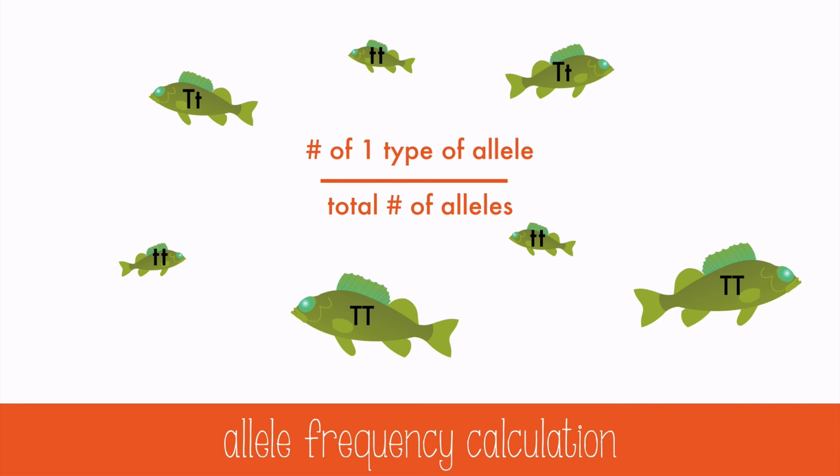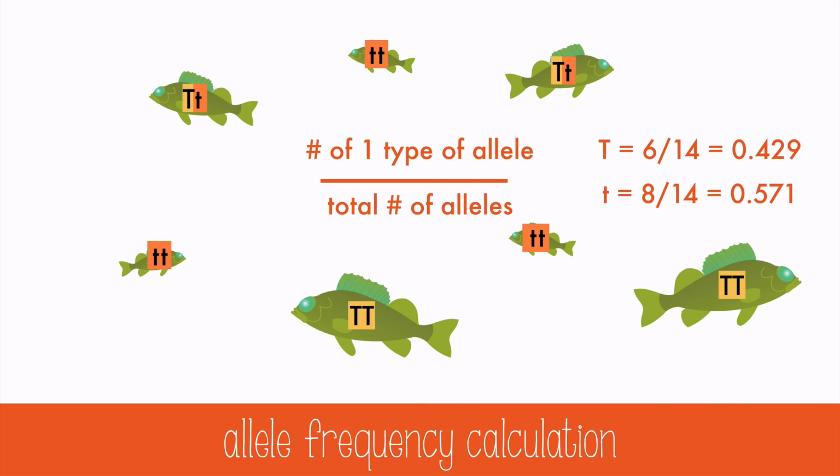Now, in this population, there are 7 fish, each with 2 alleles, so there are 14 alleles in total. When I count up the number of dominant alleles, there are 6. So, 6 divided by 14 is 0.429, or 42.9%. Then I can count up the number of recessive alleles and divide that by 14 to get 0.571, or 57.1%. Now, both percentages add up to 100, so we know we've done this correctly. The recessive allele is more frequent in this population, but let's try another problem.